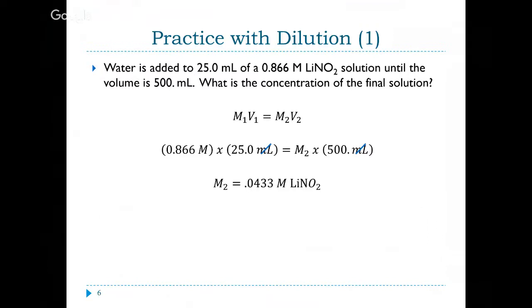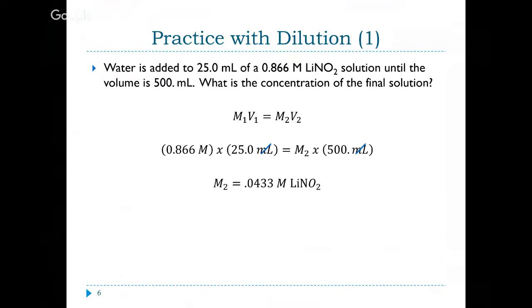Water is added to 25.0 milliliters of a 0.866 molar lithium nitrite solution until the volume is 500 milliliters. What is the concentration of the final solution? So we have to identify our initial set of circumstances. 25.0 milliliters is your V1, your initial volume, and your initial concentration is 0.866. Our final volume is 500 milliliters.